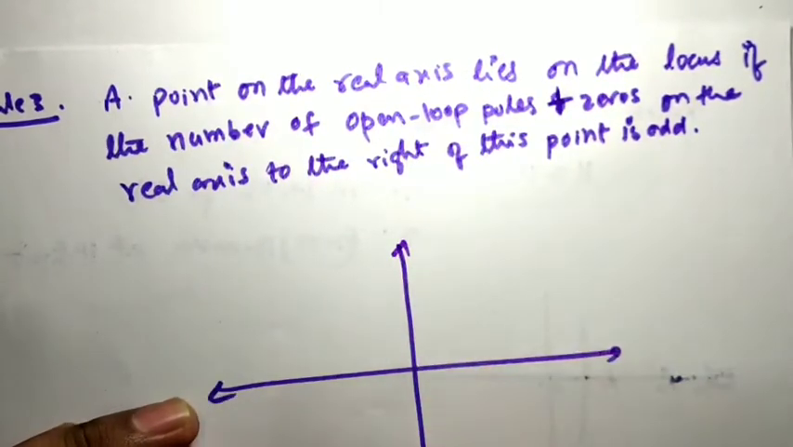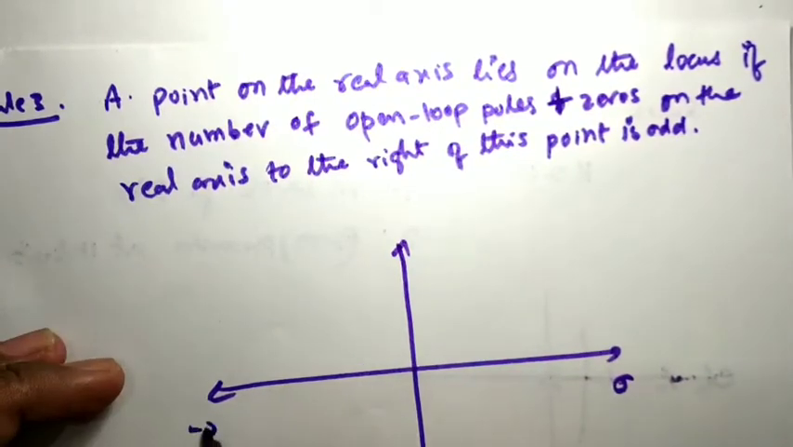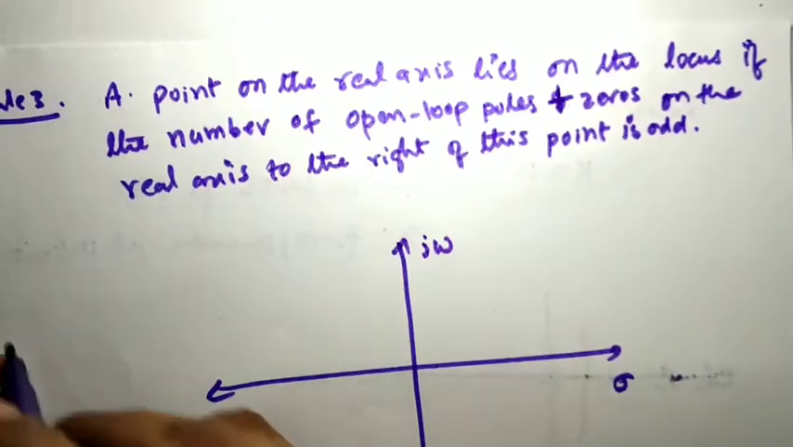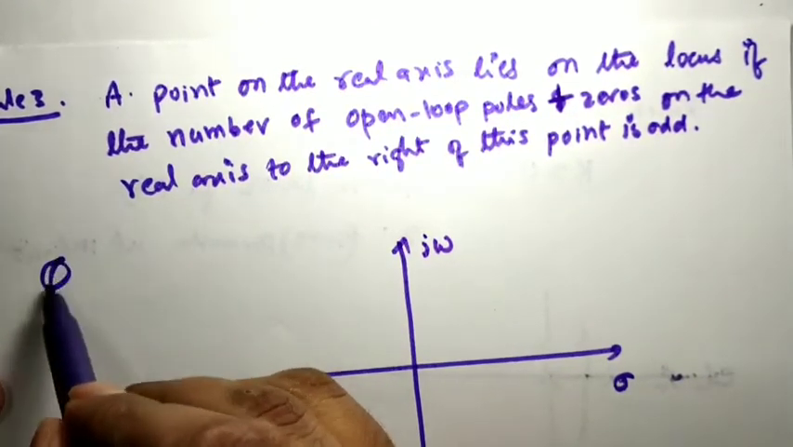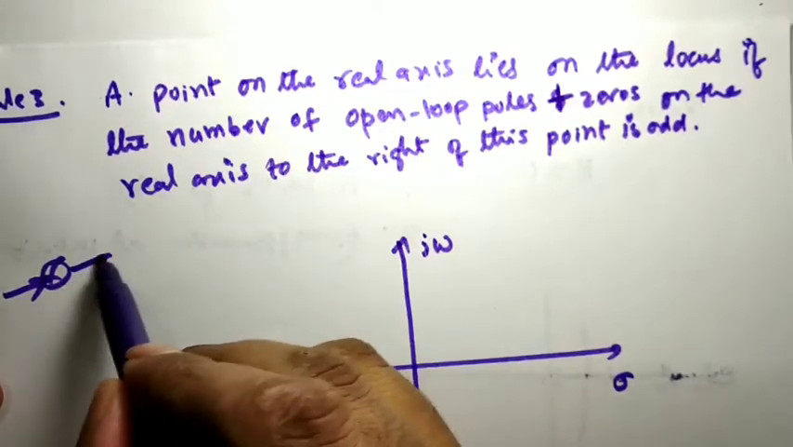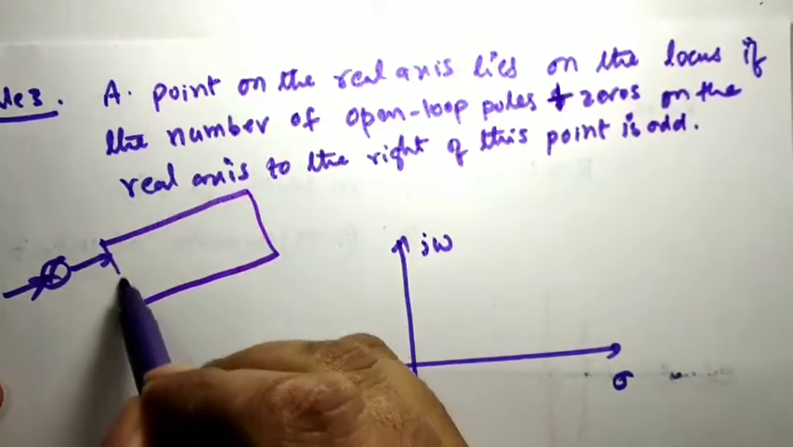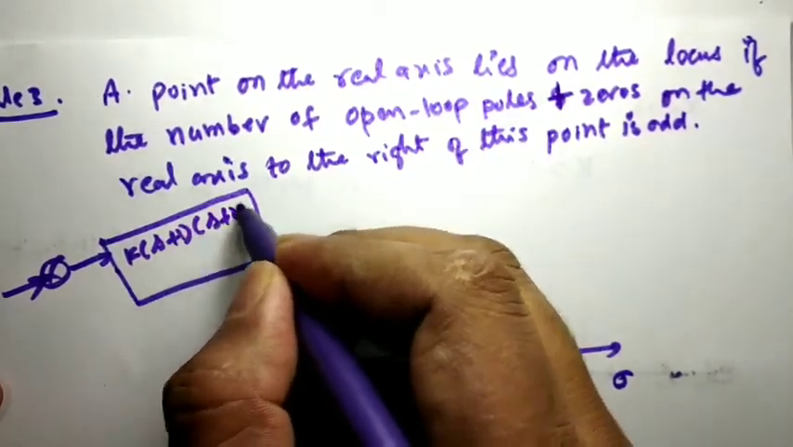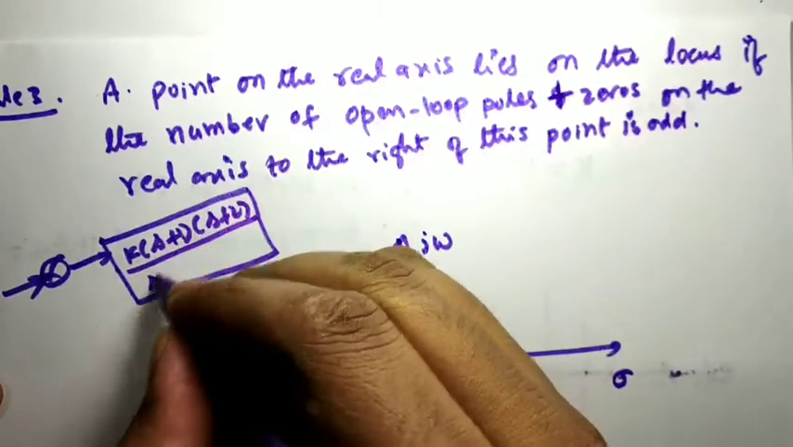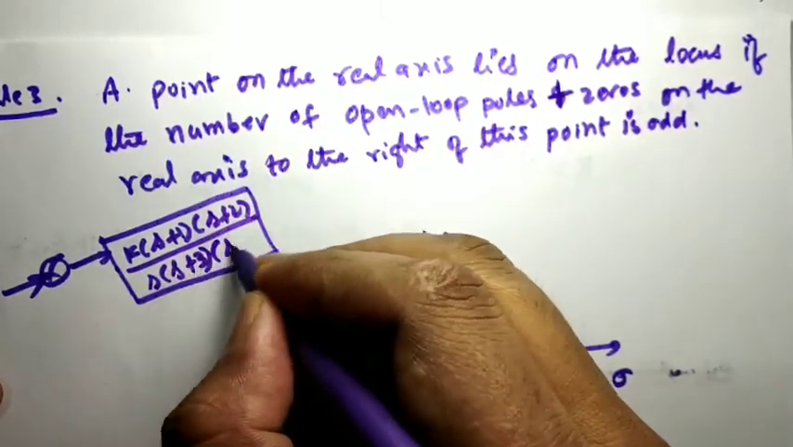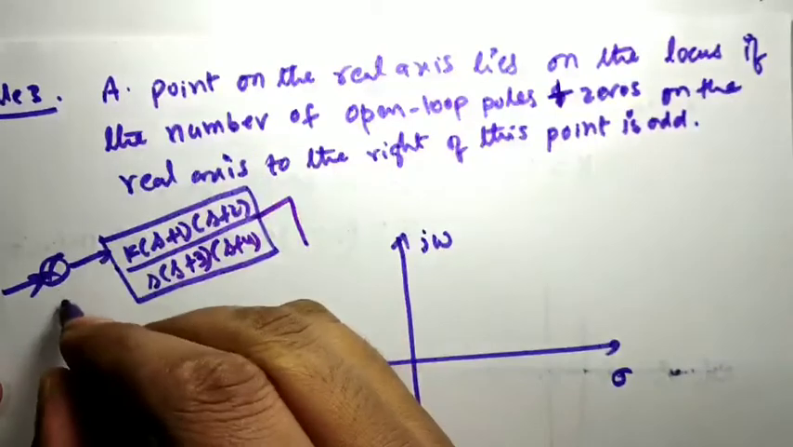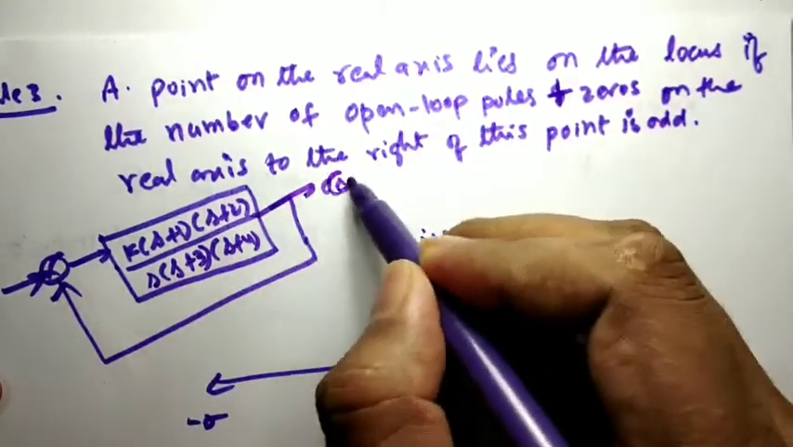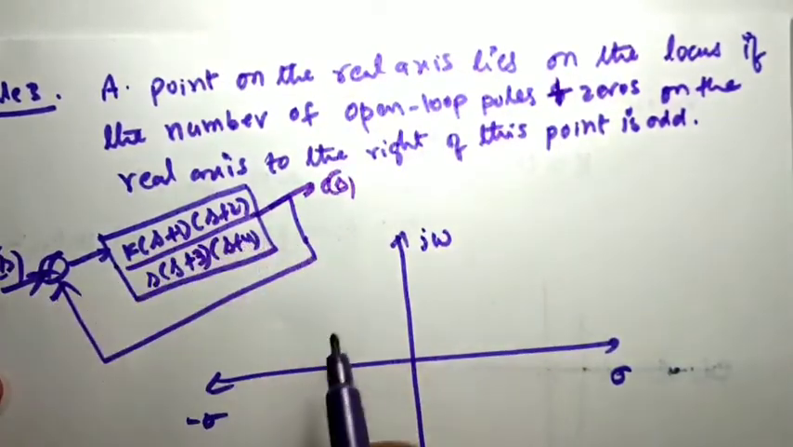If we take an S-plane, I am going to take a transfer function. This is a unity feedback transfer function: K into S plus 1, S plus 2 by S into S plus 3 and S plus 4. So this is a unity feedback control system, with C of S as the output and R of S as the input.